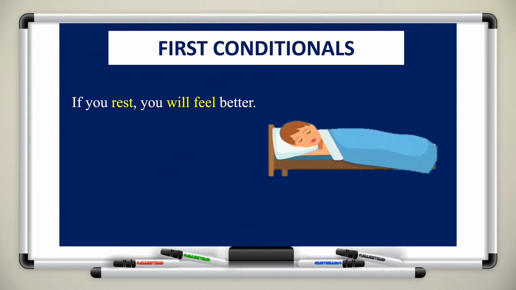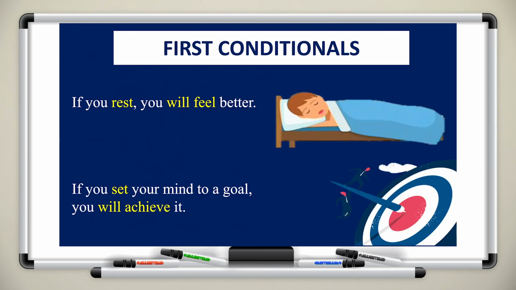If you rest, and notice the verb here is in the present simple, you will feel better. We used will for the future and feel better, the verb in the base form. Another example here: if you set your mind to a goal, you will achieve it. Here we're talking about something that's likely to happen. Something caused it. You did something. If you set your mind to a goal, you will achieve it. A situation caused something to happen.